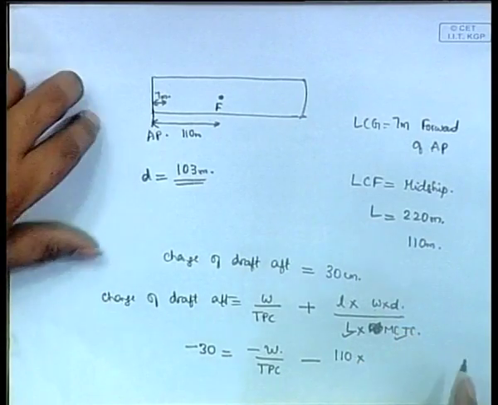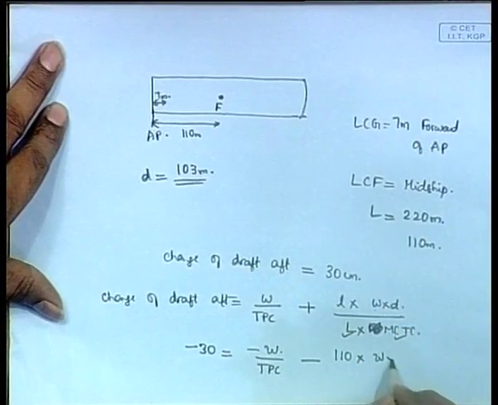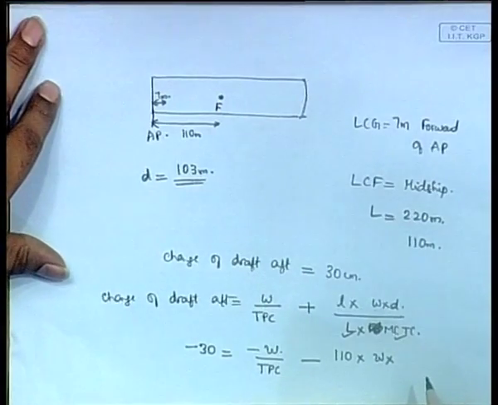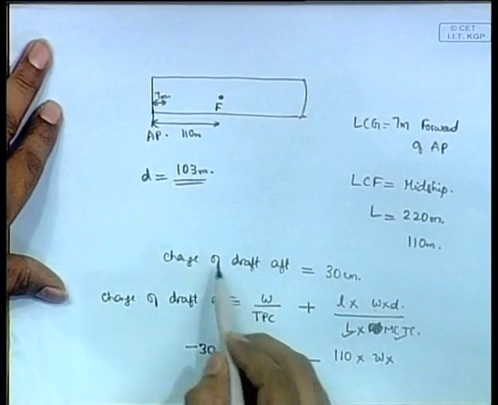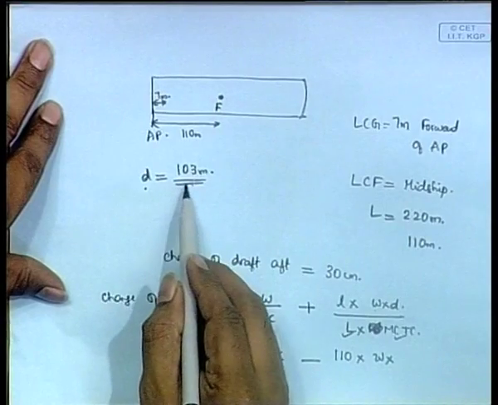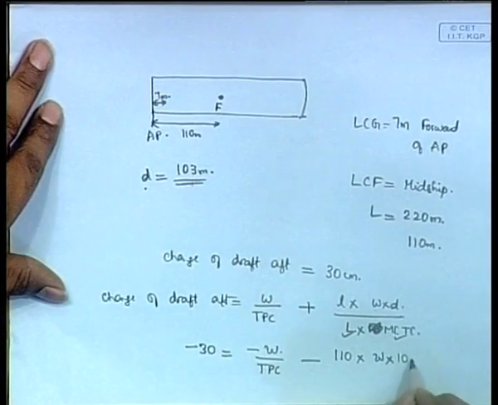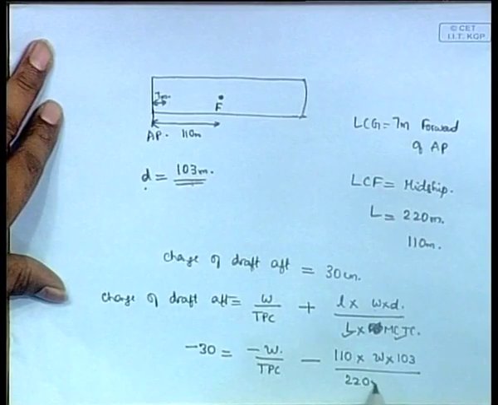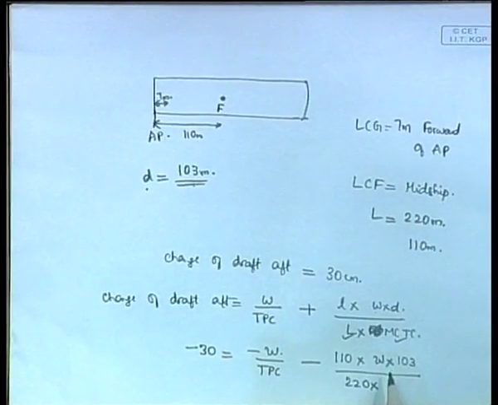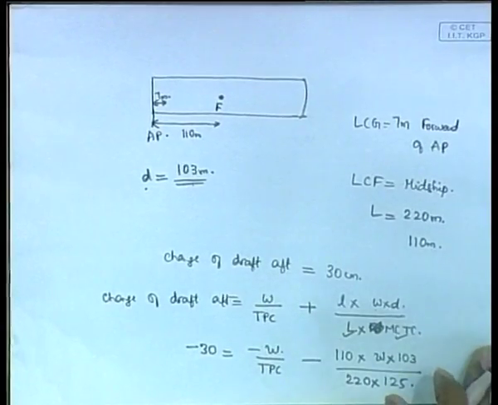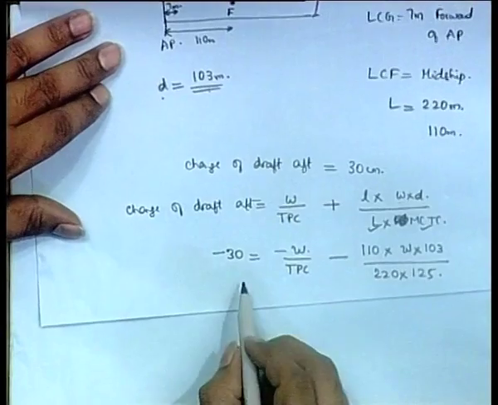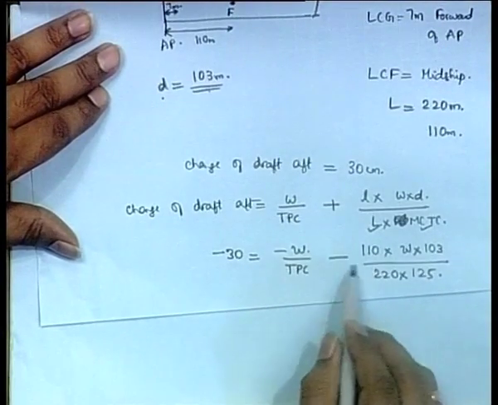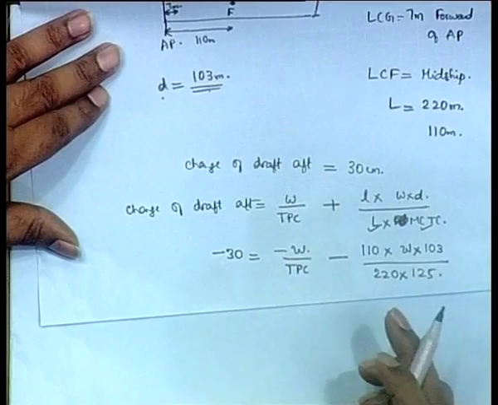No, that is what you require to find out. So, W into the distance where the weight is to be removed, which is 103, the distance from the center of flotation. Is it 103 meters? Yes, 103 meters, divided by L, the length of the ship, 220 meters, and MCTC is given for this problem as 125. So you just solve this equation for W. That is all, only W is the unknown.